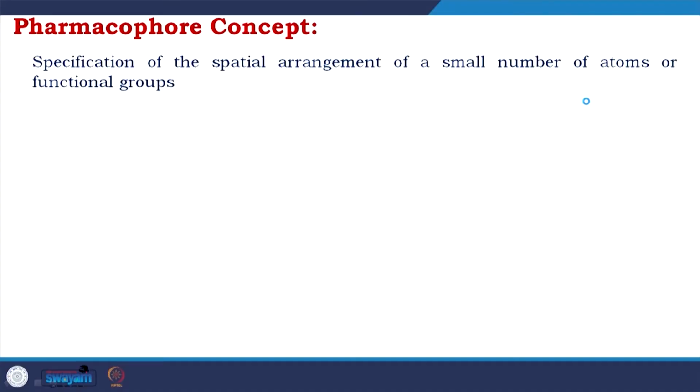Pharmacophore concept. Significance of the spatial arrangement of a small number of atoms or functional groups. You have a ligand, a small molecule which is apparently a little big, and in between there is an architecture. You are not bothered about that architecture, you are just bothered about the representative charges, how they are represented and what the volume is so that you could fit. So, you are actually pointing out the important parts of a small molecule which might play a critical role in interaction.